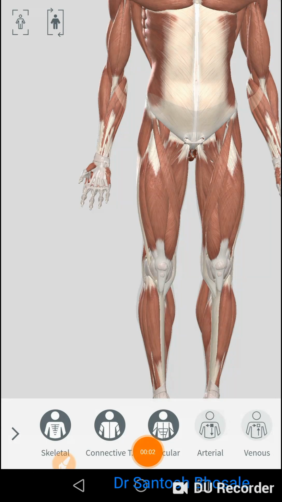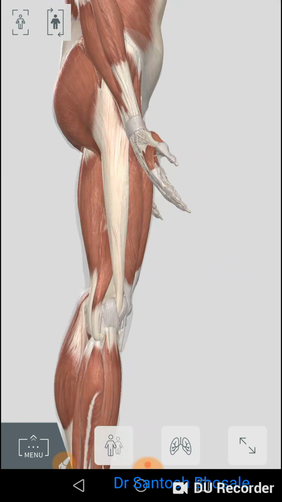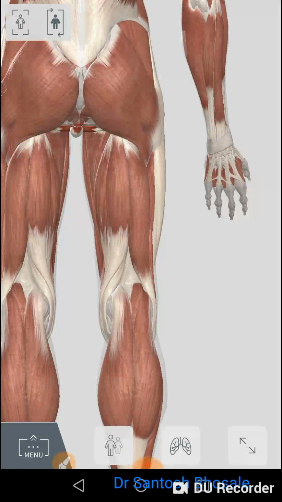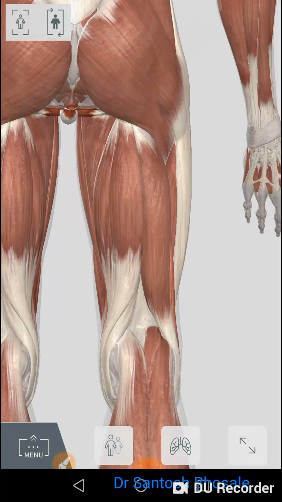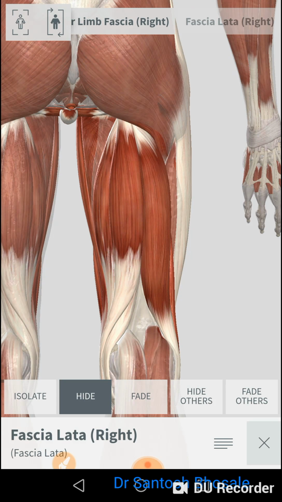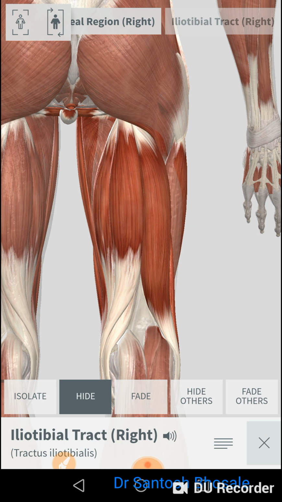Coming to the attachments of the shaft, you can see mainly the linea aspera here. That is the fascia lata that you can see. So what are the attachments to the shaft, that is the linea aspera?